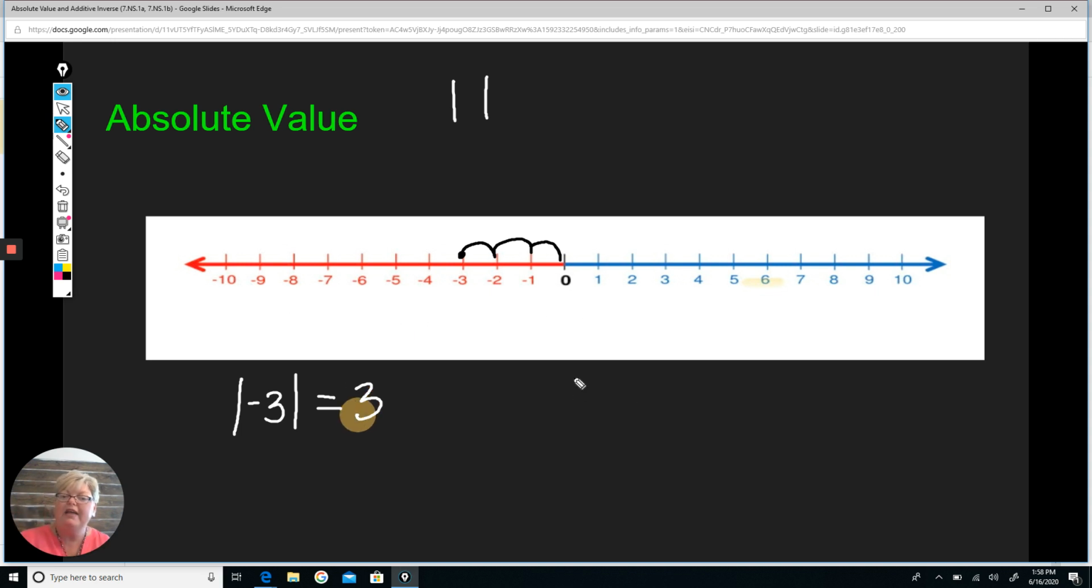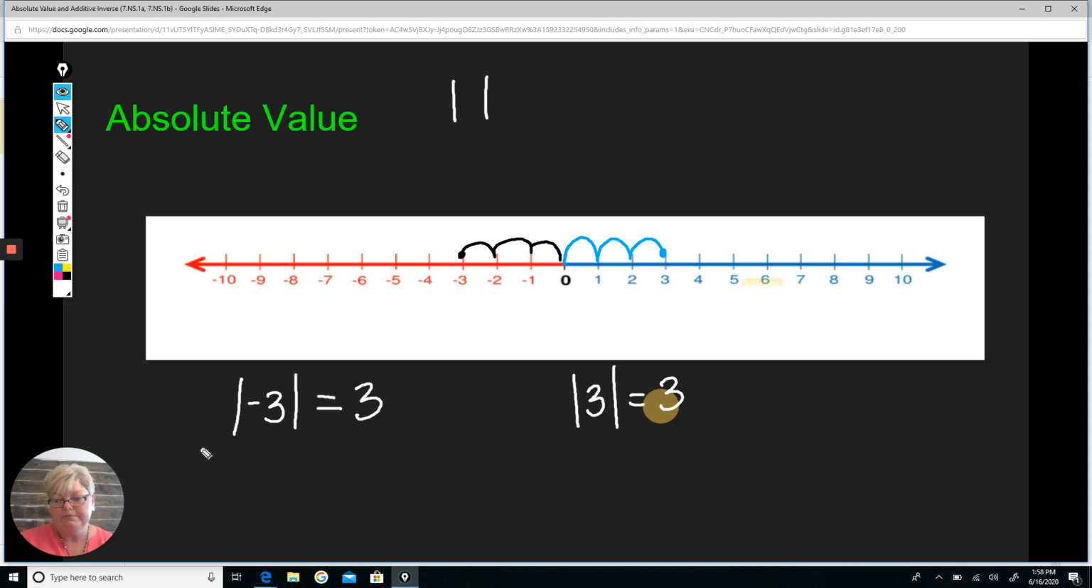Now, what if we had the absolute value of 3? So think about it. Remember, we're doing the distance from 0, so I'm going to put a dot on the 3, and I'm going to count how many spaces it is to 0. So that's 1, 2, 3. And so what I'm seeing there is that the absolute value of +3 is also 3. Remember, we're not looking for opposites. We're looking for absolute value, which is the distance from 0.